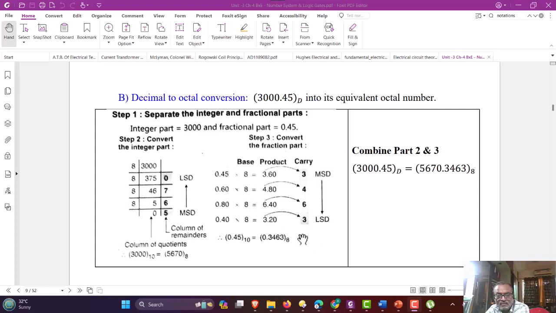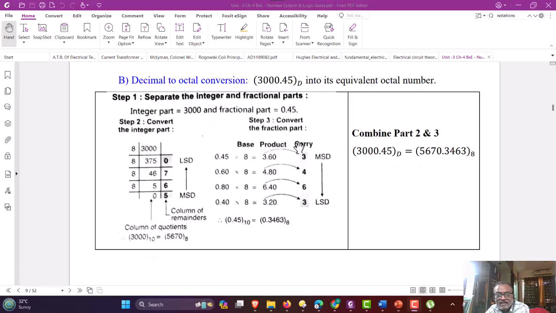We have stopped this process after 4 steps, and we got the carries. The first carry will be the most significant digit of the fractional portion, and the last carry will be the least significant digit of the portion. So see the decimal point. After the decimal point, the MSD will be 3, so we have written 3, then 4, then 6, and then 3. So therefore 0.45 decimal is equivalent to 0.3463 in octal.